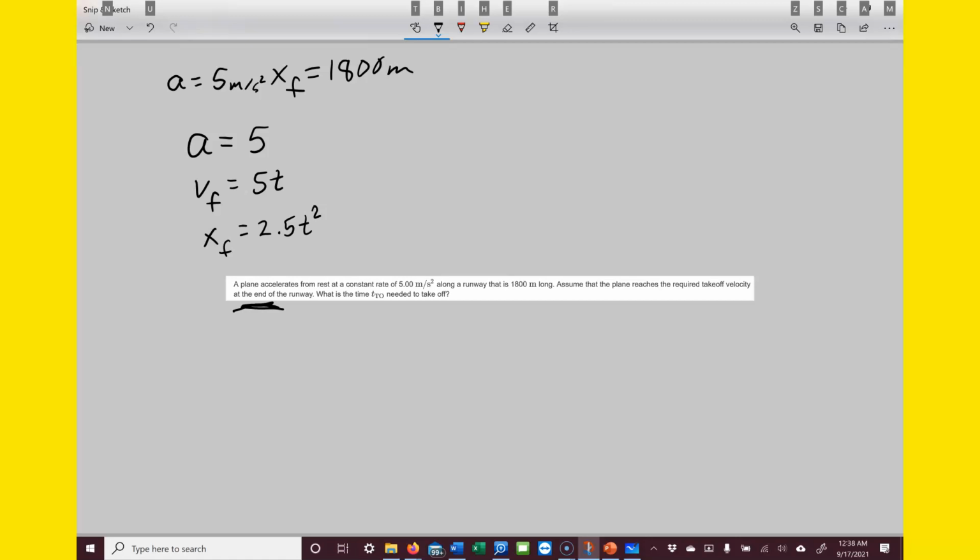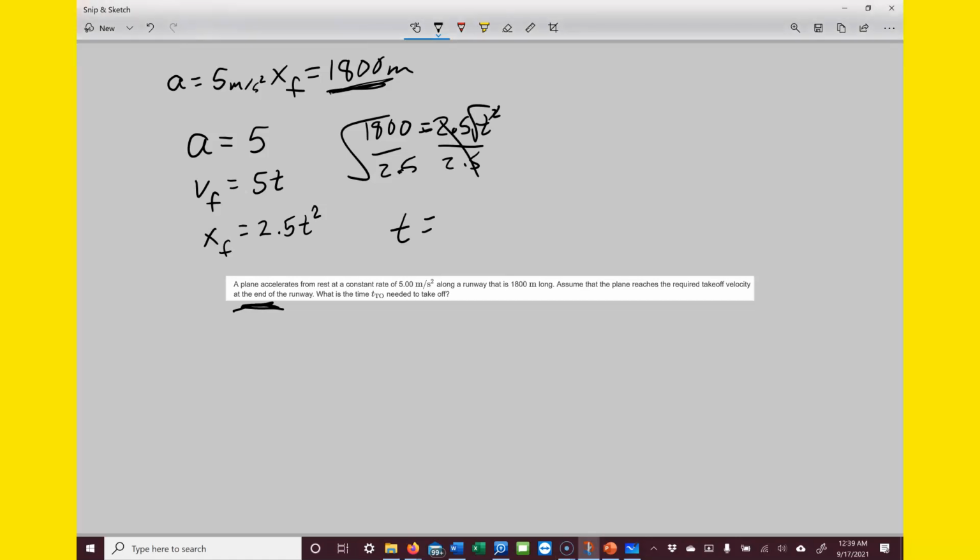All right, what do we know? We know this. We can plug that in for x sub f. 1800 equals 2.5 t squared, and we got it whipped. We can just solve for t by dividing by 2.5 and taking the square root. And t will approximately equal about 26.8 seconds.